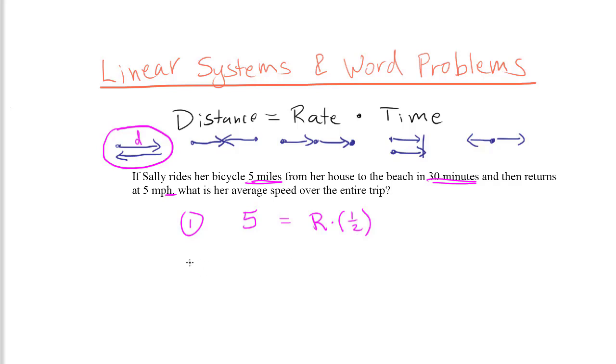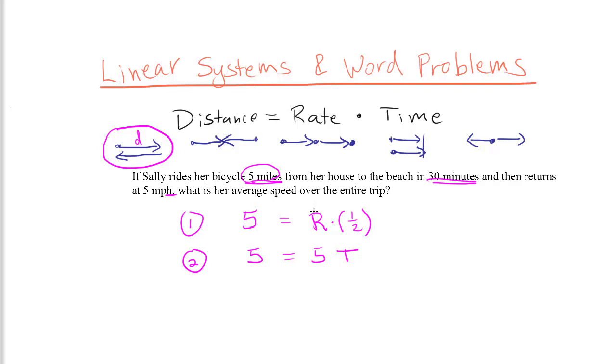Okay. On the return leg of the trip, we know she rides at a rate of 5 miles per hour. We don't know the time. That's an unknown, t. And we do know the distance. The distance must be the same back as it was going out, so that's going to be 5 miles. Now I have 2 equations, 2 variables, and I can go about solving for her speed over the entire trip.